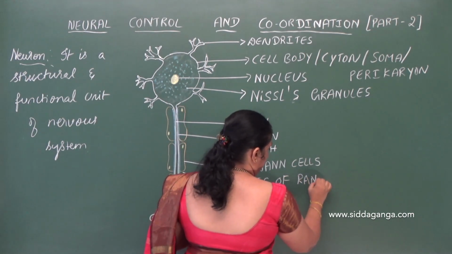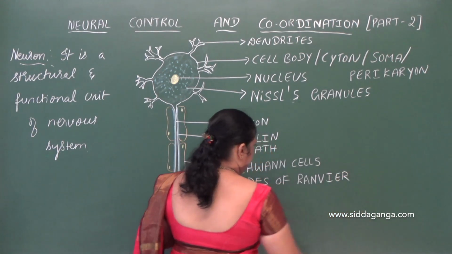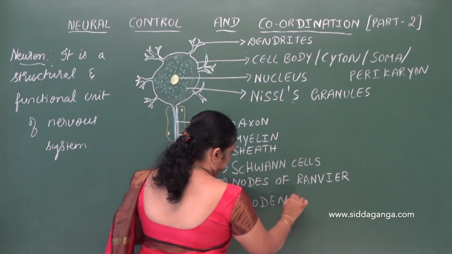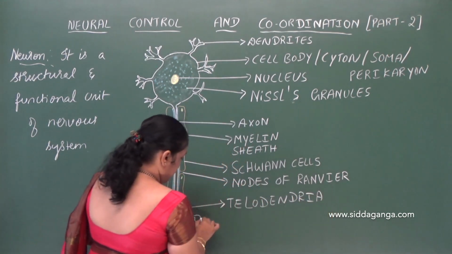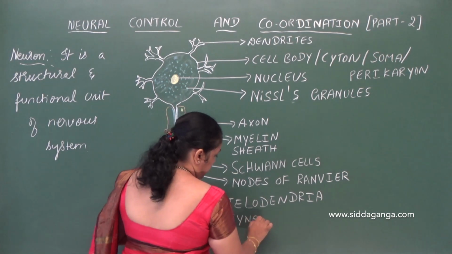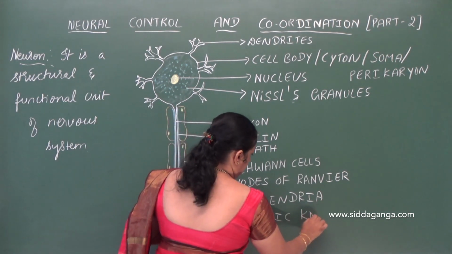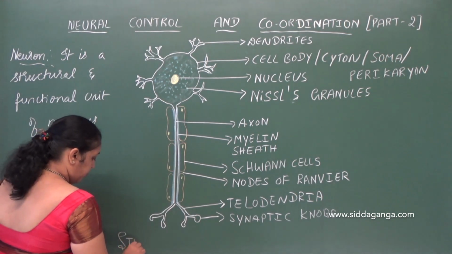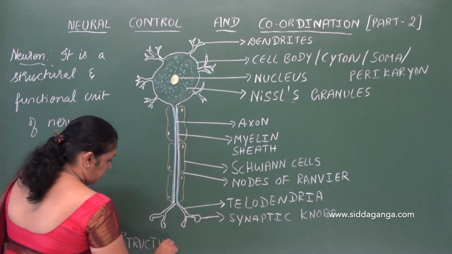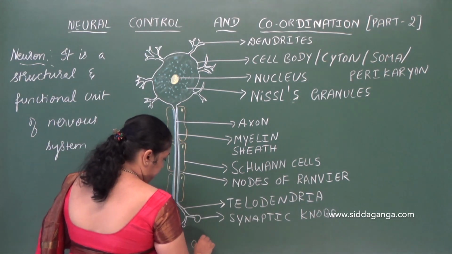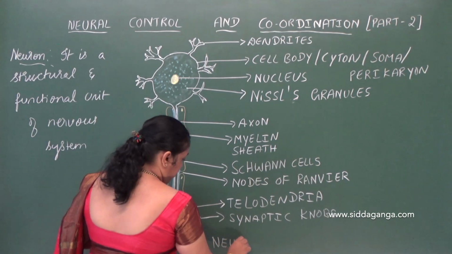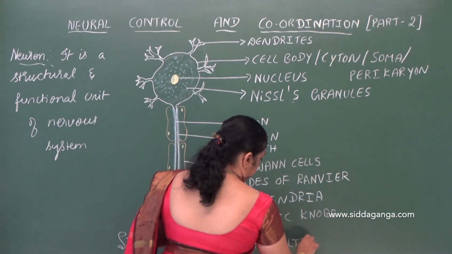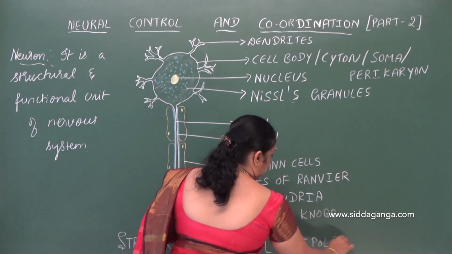nodes of Ranvier. The branches of the axon are telodendria, and these are synaptic knobs. This is the structure of a neuron. This is a multipolar neuron. What I have drawn here is the structure of a multipolar neuron.